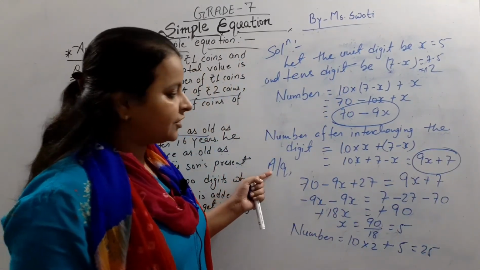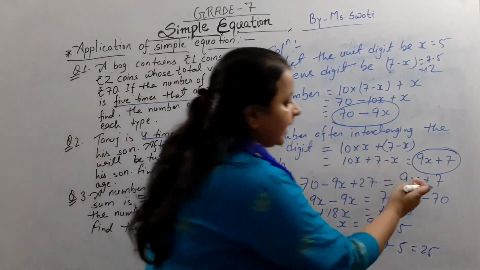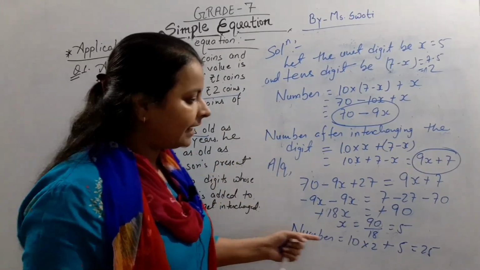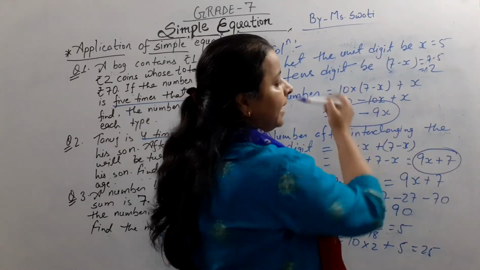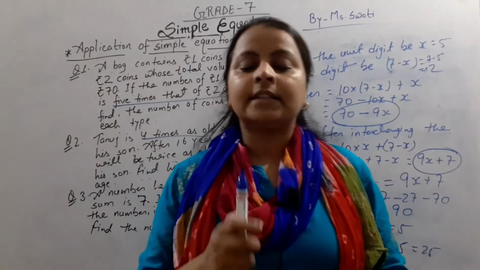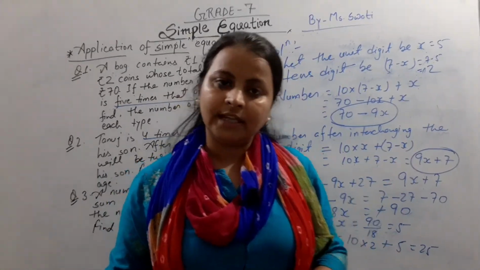Now according to the question, we add 27 to the original number, then we get the number after interchanging its digits, and we solve and get the value of x is equal to 5, that is the unit digit is 5 and the tens digit is 2. So we find the number, that is 10 into the tens digit, 10 into 2, 20 plus 5, 25.